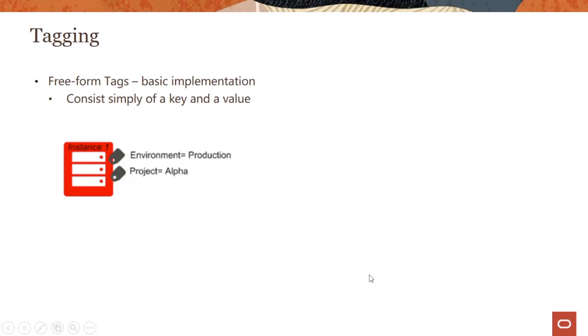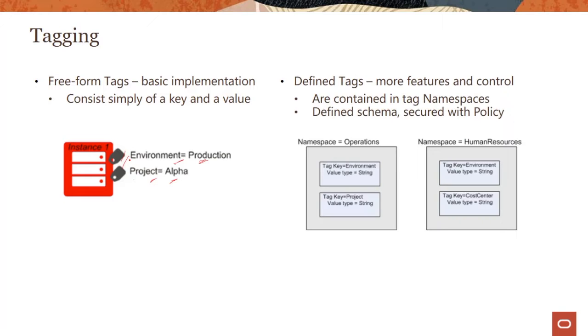So when it comes to tagging in OCI, there are two kinds of tags which are supported today. The first category would be familiar to folks who have worked with other cloud vendors, and that's the concept of freeform tags. This is a basic implementation and it consists of a key and a value. Right here you have a compute instance and a couple of tags which you have applied. The first tag says the key is environment, the value is production; the second tag says project, the value is alpha. You can see these two tags here, right? It's really simple, freeform. You can define whatever tags you really like.